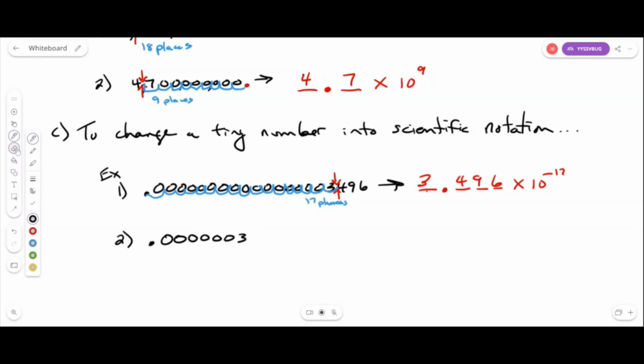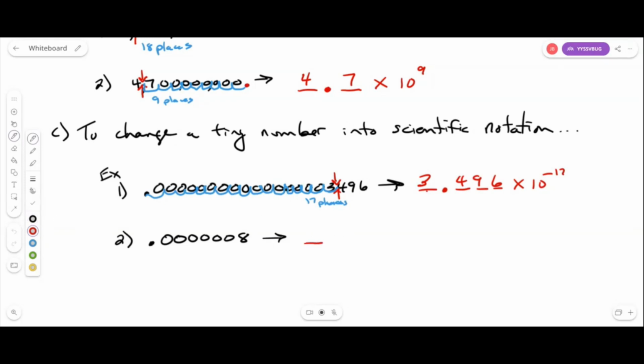I'm going to not do that one. Let's do a different number. Okay, 0.000008. So that's a tiny number. It's not as tiny as this number. This is a really small number. This is small, but it's not that small.